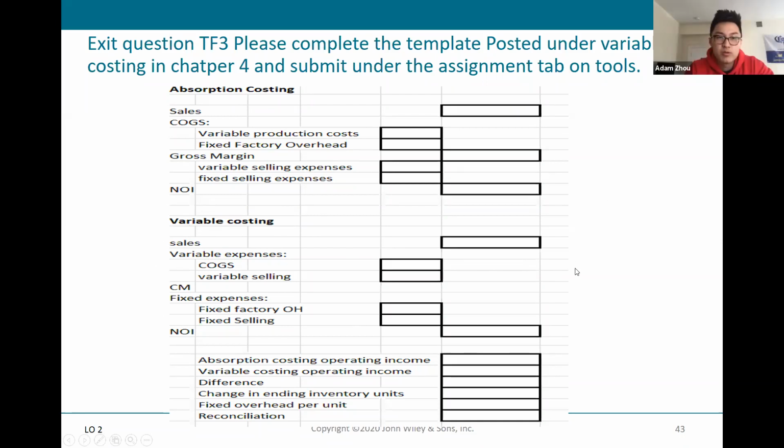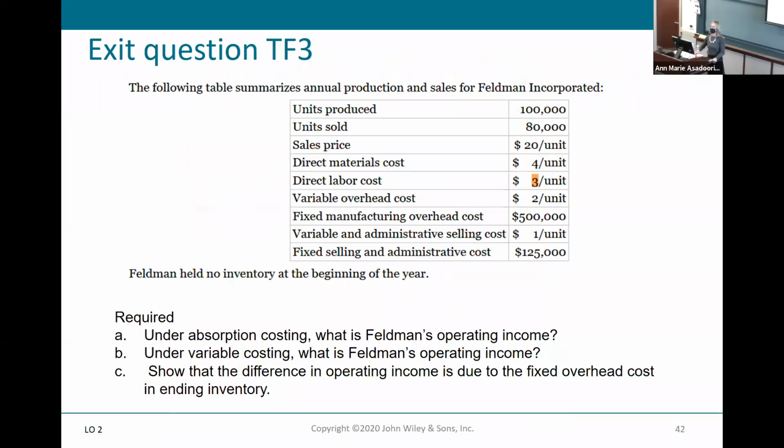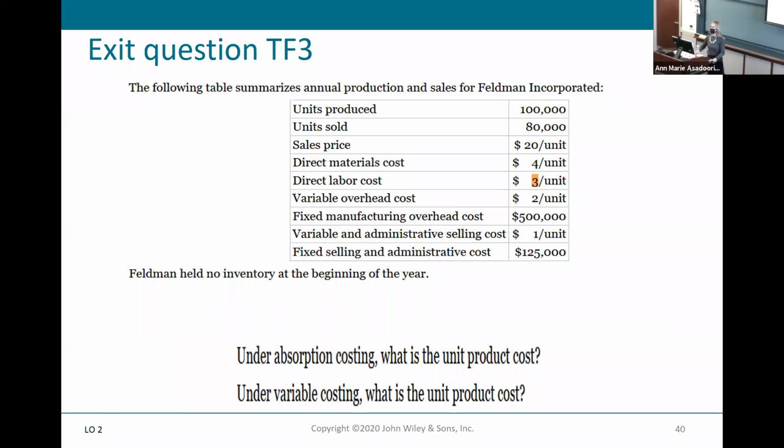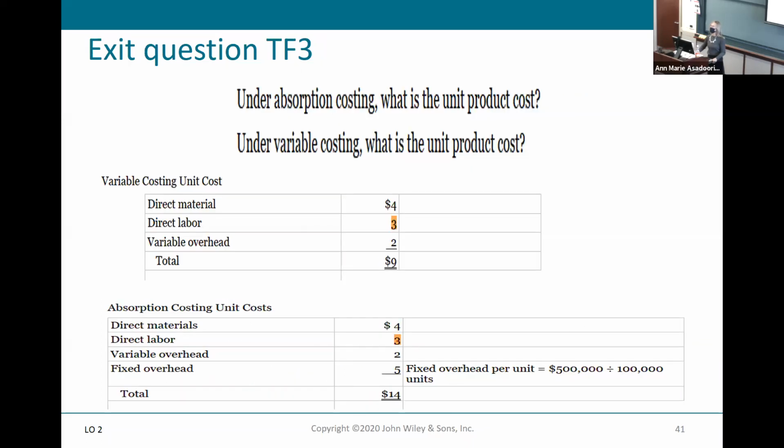What numbers are we using? From the problem. Yeah, if you don't have your slides up, you might take your phone out to take a picture of this. Or just write down, under variable costing, inventory is valued at 9. And under absorption costing, we're adding another $5 in fixed overhead.